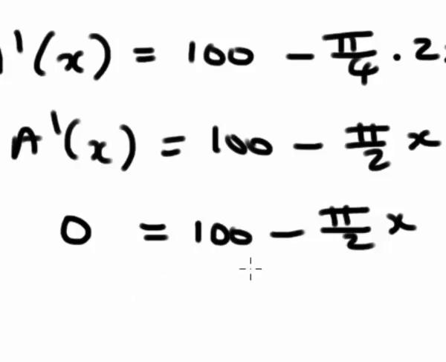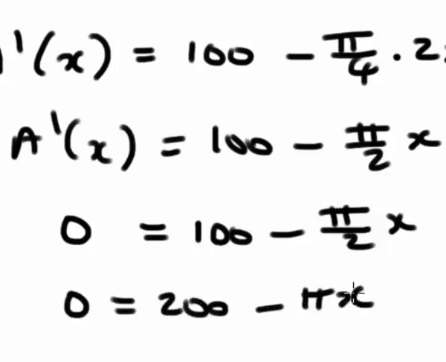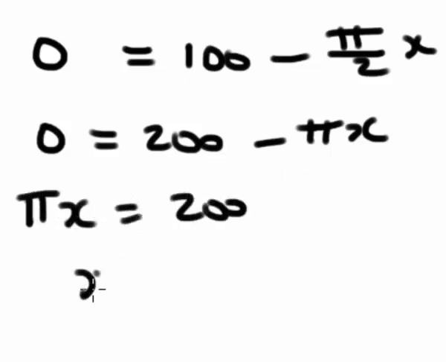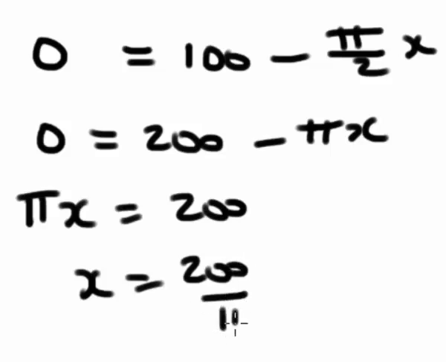Multiply throughout by 2. Let's get rid of fractions. We'll make life a little bit easier for us there. There we go. 200 minus pi x is equal to 0. And then let's solve for x. Okay, so let's bring that across. And x would be 200 over pi millimeters there. Okay, so that's the value of x for which the shaded area will be a max.